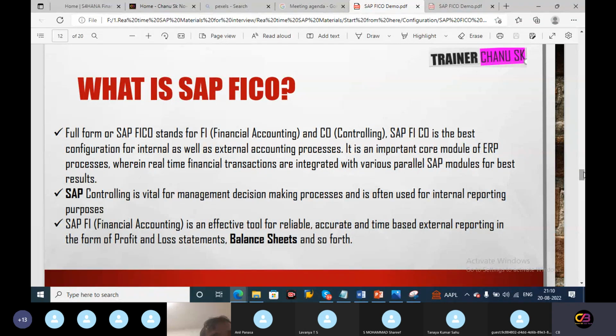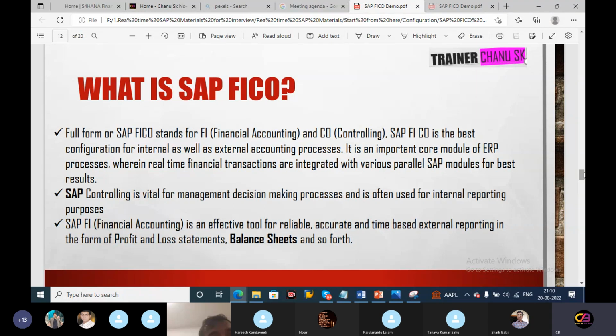financial aspects. The main purpose of FI is external reporting. So what is external reporting? External reporting means the profit and loss account and balance sheet. SAP's main focus here should be on external reporting, that is, the profit and loss account and balance sheet.